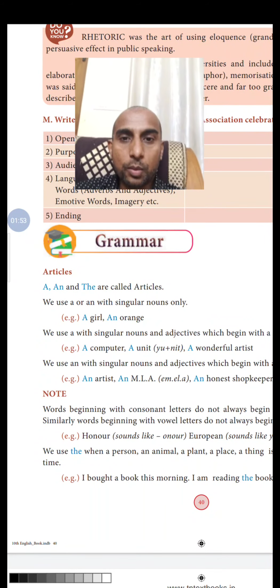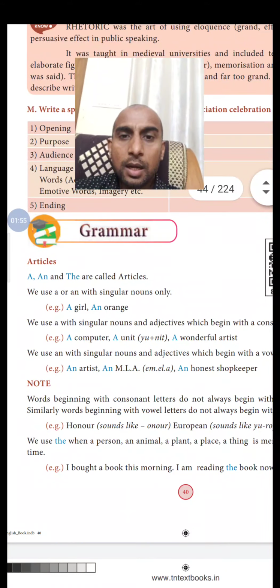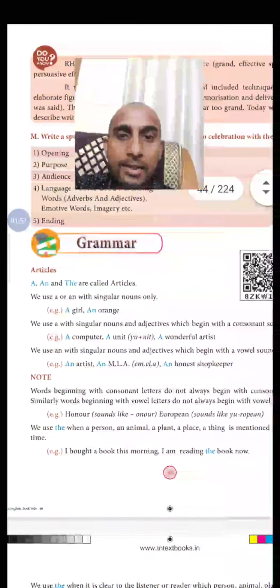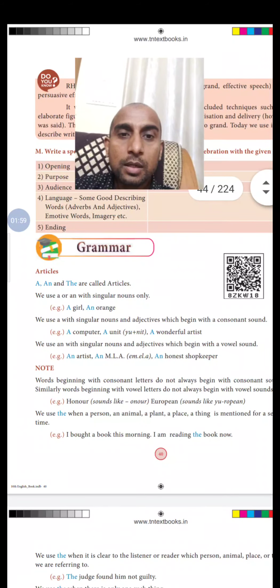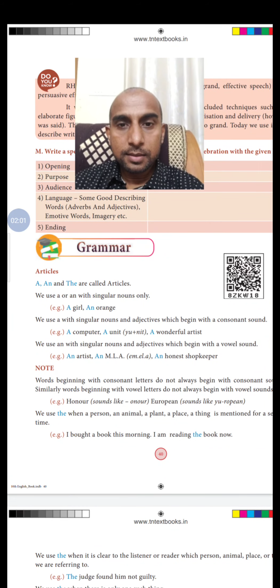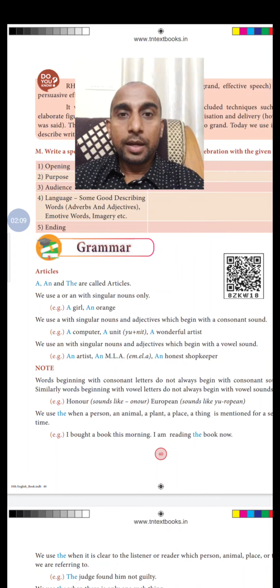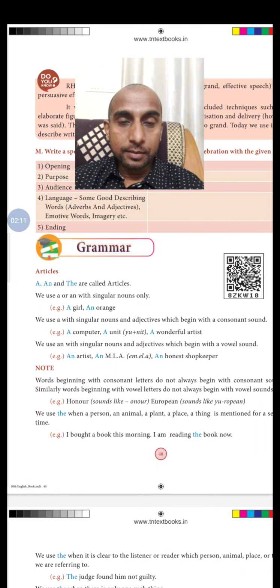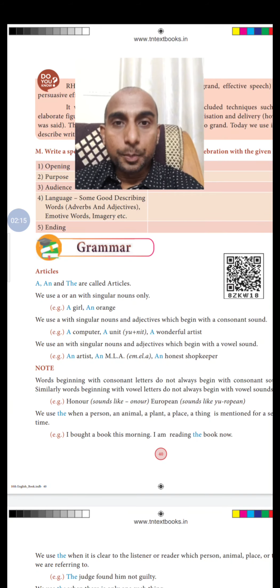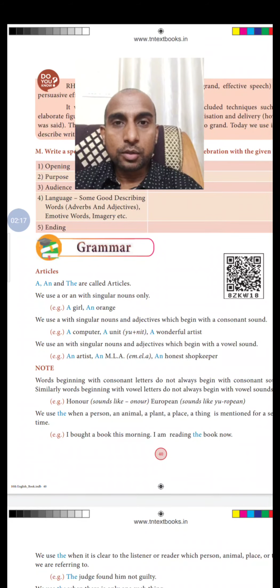And the second one: we use a with singular nouns and adjectives which begin with a consonant sound. We use a before singular nouns and adjectives, but it should have only a consonant sound. You have to be very careful. Not before a consonant letter, only before a consonant sound. For example, a computer. It has a consonant sound.